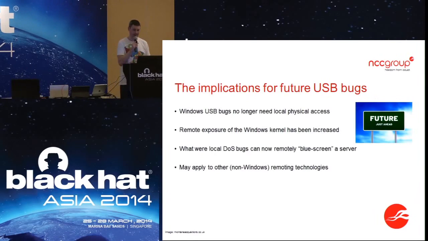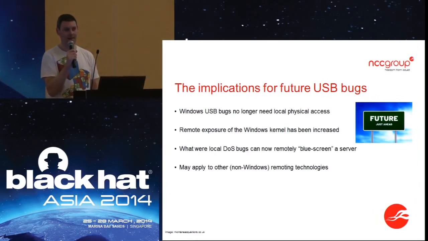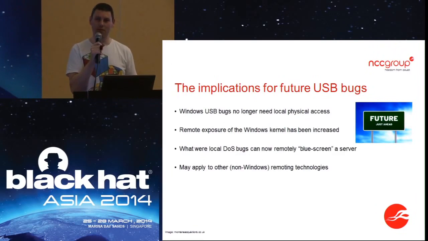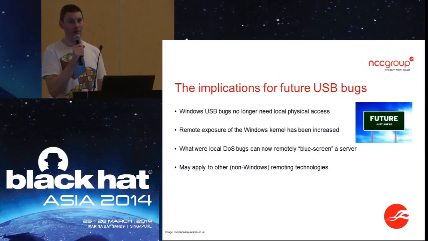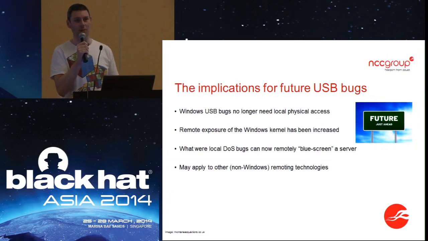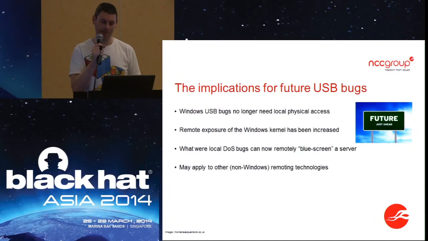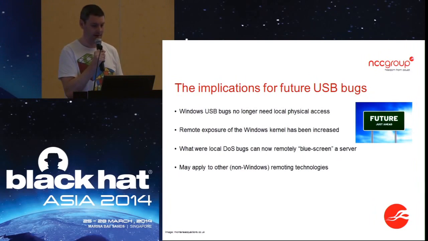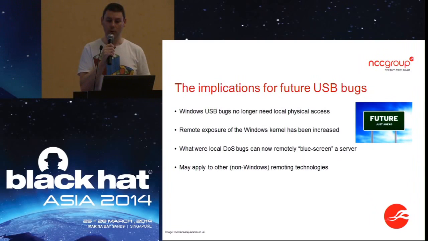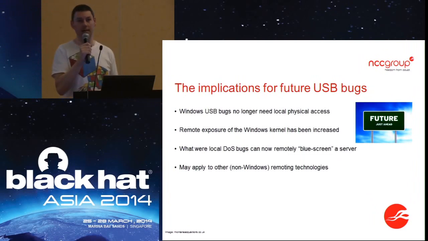So this has some pretty serious implications. It means that even if you've just got null pointer dereference bugs, if you can use those to remotely blue screen a server on the other side of the world, that changes the whole ballgame with USB attacks. What Microsoft have done with Windows RDP is they've exposed elements of the kernel over RDP which allow you to do that, which is a pretty dangerous thing, really. And of course, this may also apply to other non-Windows remoting technologies. I've only looked at RDP in detail. There's a bunch of other technologies out there that this might potentially affect.